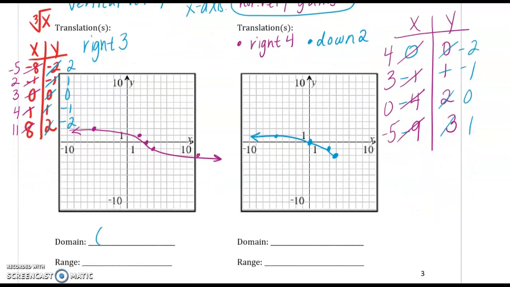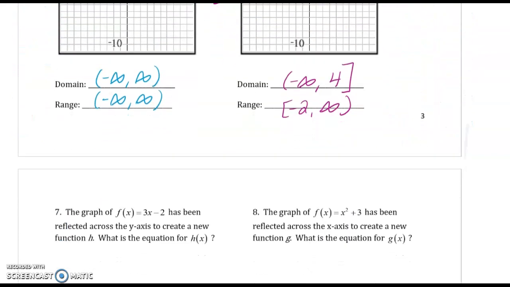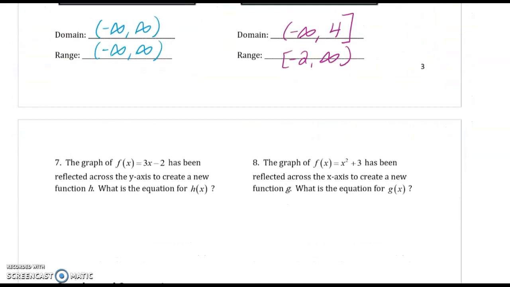Let's see. Our domain over here is going to be negative infinity to infinity. It's a cube root, right? And our range is going to be the same. Those are always for cube roots, right? And then our domain here, well, let's see. We go from negative infinity all the way until 4. And then let's see, the range is from negative 2 to infinity. So you can see the shifts really tell you about the domain and range, right? So it's super helpful. All right, last 2 examples.